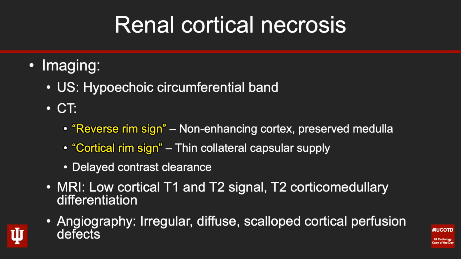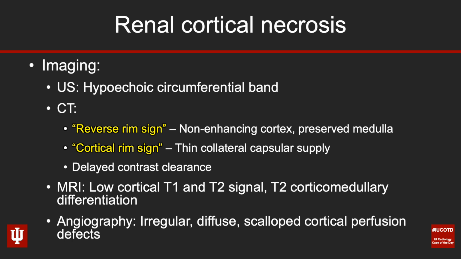There can also be a thin cortical rim sign reflective of preserved capsular flow from a capillary network that freely anastomoses with other retroperitoneal arteries and perforating arteries, making a thin millimetric rim of preserved cortical capsular enhancement. Delayed clearance of contrast is also seen.